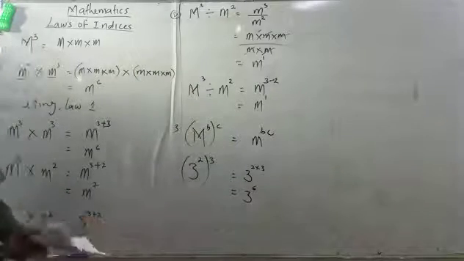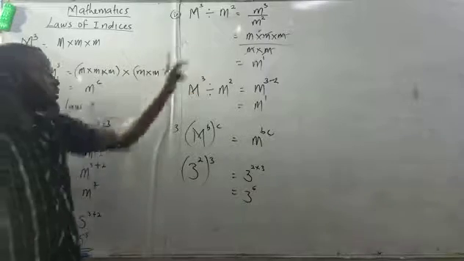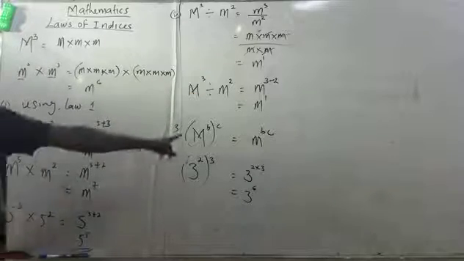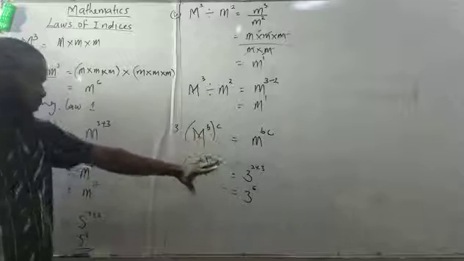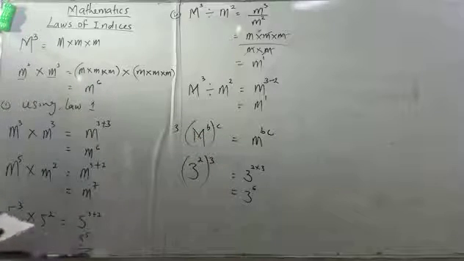Can you see? This one is division, this one is multiplication, and this one is power. We call it the power form of indices. That you should know.